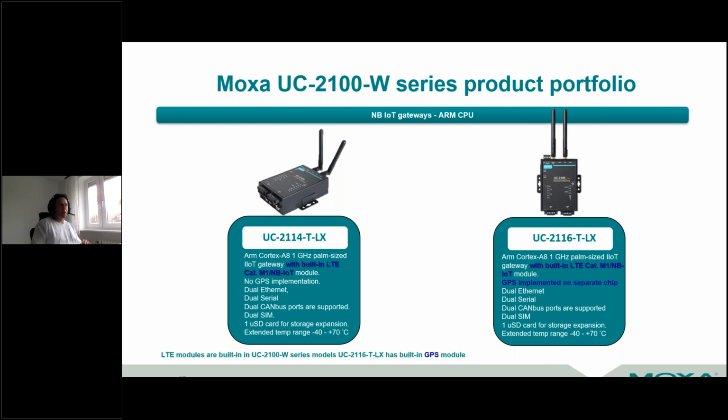Besides these features of UC-2114 and 2116, the main difference between these two platforms is that UC-2116-T-LX has a built-in GPS module, which enables it to be used in vehicles, tracking the GPS location of the embedded computer, and of course the vehicle where it is moving. And this GPS is implemented on a separate chipset, apart from the cellular module. Why? Because according to our R&D, sometimes GPS signals can interfere with cellular signals, giving an imprecise position. We have all faced such issues sometimes on our smartphones. But Moxa discovered this and decided to design GPS on a separate chip, apart from the cellular module.